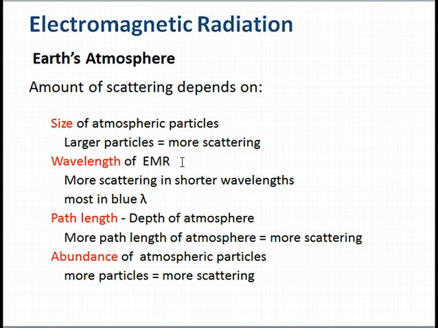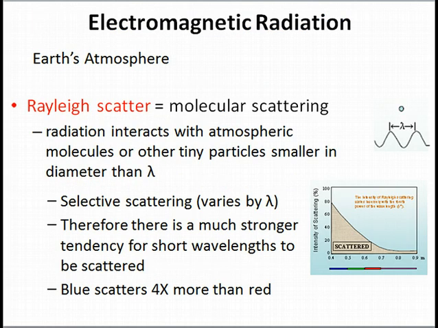The path length also makes sense because if you think about it, the longer the path of atmosphere that light has to travel through, the more likely it is to come into contact with particles or molecules. So the longer that path length, the more scattering you're going to have. And then also the density of those atmospheric particles. So not just the size of the particles, but also how many of them you have.